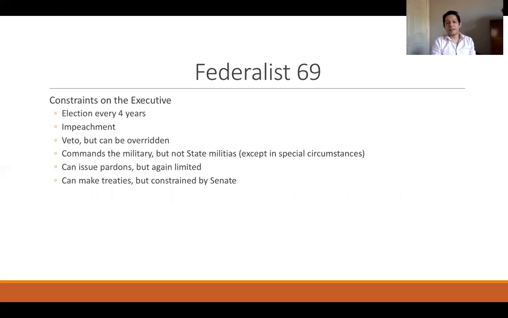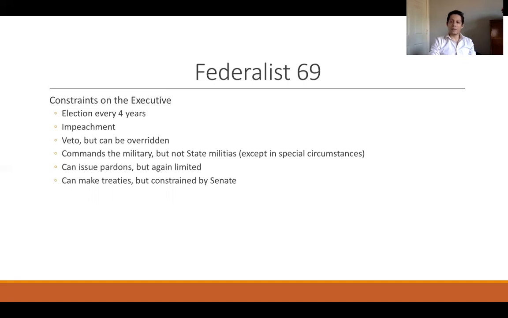Federalist 69 is about constraints on the executive, and it argues, not to worry, the president will not become another king. But we do need a president because we saw that a lack of leadership under the Articles of Confederation was a serious problem. We need some kind of executive in order to coordinate. However, this position will be constrained by having to run for re-election every 4 years. In the original Constitution, there were no term limits, which would be added later on in the 20th century.